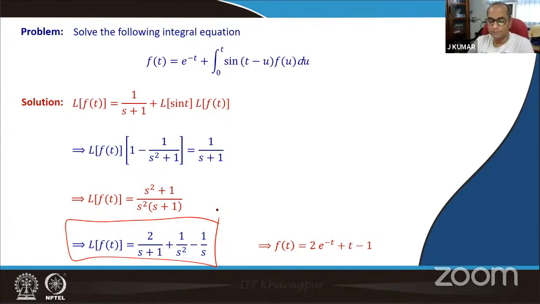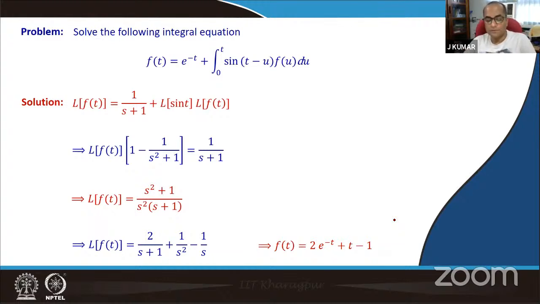That would be 2 e to the power minus t plus t minus 1. The 2 e to the power minus t is coming from here. For 1 over s squared, the inverse Laplace transform is t, and for 1 over s, the inverse Laplace transform is 1. So once we know the Laplace transform, getting the inverse Laplace transform is not very difficult.